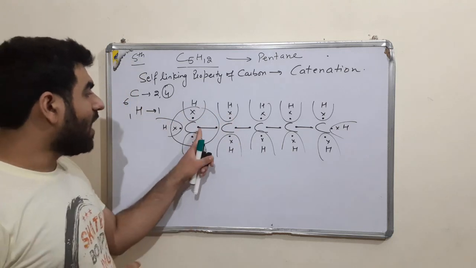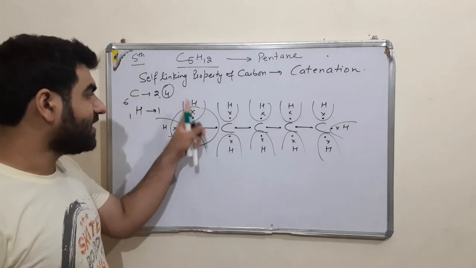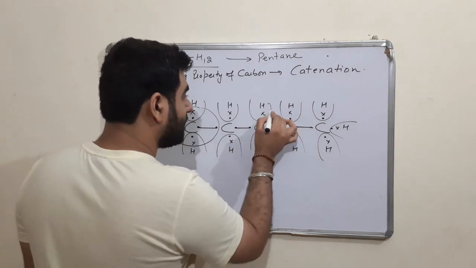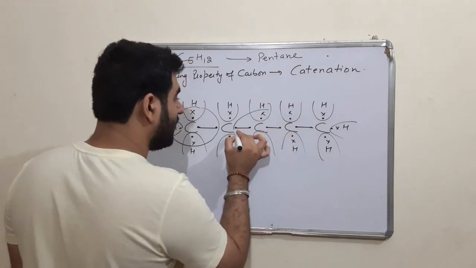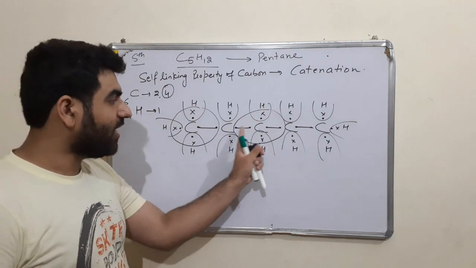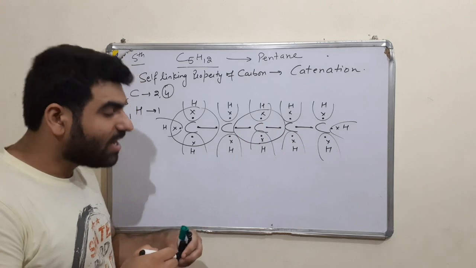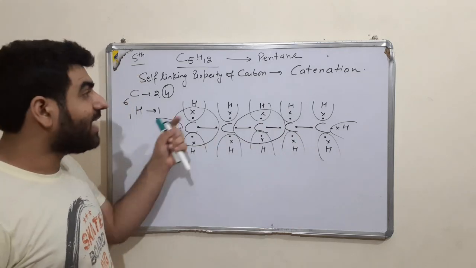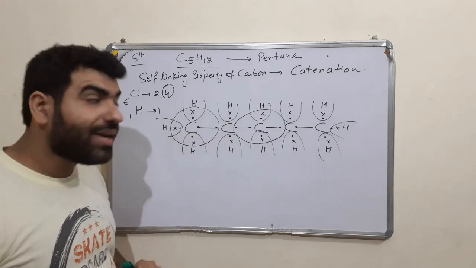So see, 1, 2, 3, 4, 5, 6, 7, 8, and let me take away this one. So it is 1, 2, 3, 4, 5, 6, 7, 8. 1, 2, 3, 4, 5, 6, 7. Alright, all the carbon will be able to complete their octet, and hydrogen have completed their duplet.